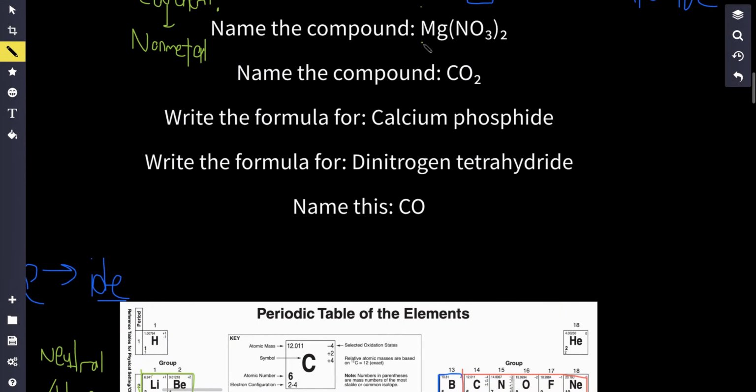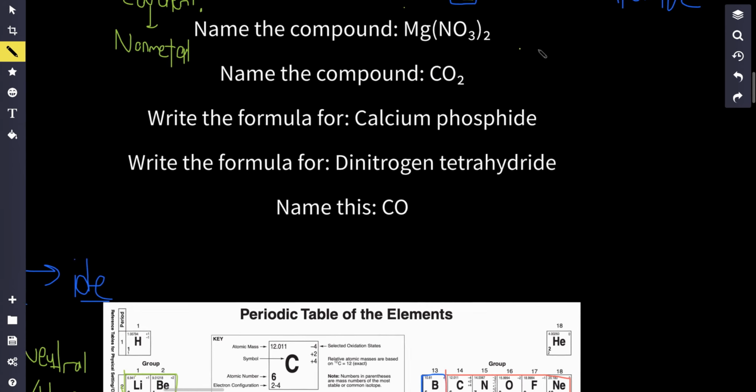All right. I went on like a big rant there. Let's do magnesium. I accidentally said it. Let's just do this compound. How do we name this?